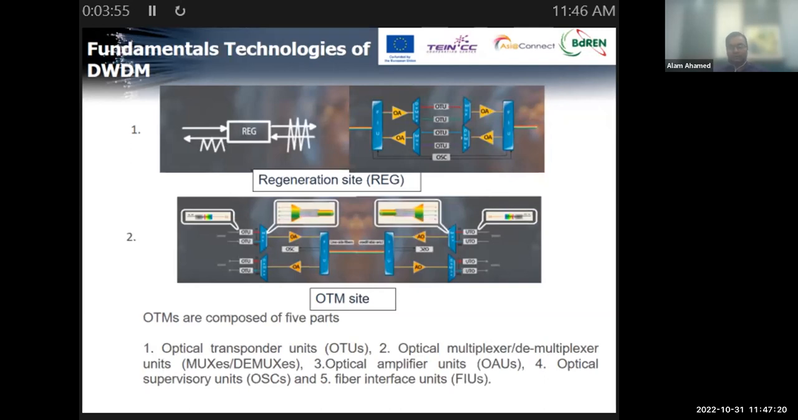Let's talk about the function of each part. The OTU converts the gray signal to color signal, and MUX and DMUX multiplex and demultiplex multiple wavelengths, and OAU amplifies the optical power of all wavelengths. The optical supervisory unit uses a unique wavelength to carry the optical supervisory signal to connect with NMS. FIU multiplexes all service signals and supervisory signal and sends them to the optical path for transmission. The transmit direction of the OTM site converts the service signal from SDH or data service into the standard WDM wavelength.